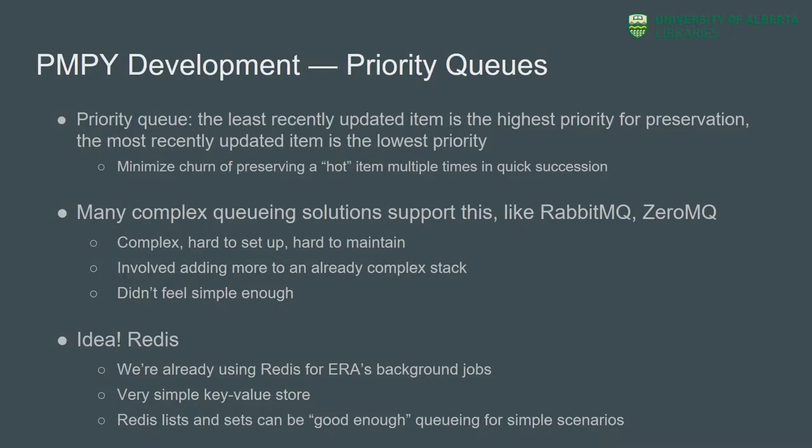The couple on there, RabbitMQ, ZeroMQ, they're really complex. They're hard to set up. They're hard to maintain. It's one more layer in an already complex Hydra, Sufia stack. So it didn't feel simple enough. We hit upon the idea of using Redis, which we were already using, which is a very simple key value store and which has lists and sets that, from experience, can be really simple queues.